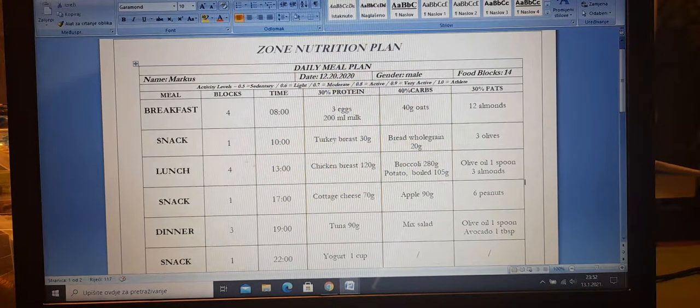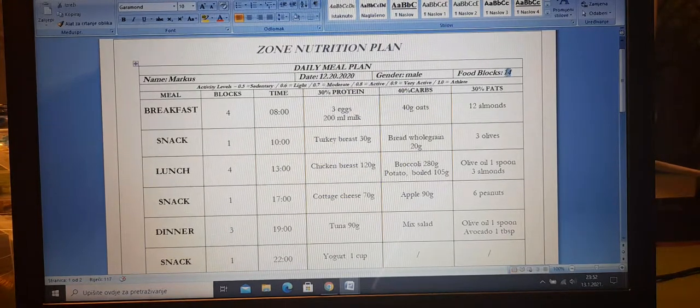So here I have one example of one of my clients, Marcus. Here I have a daily meal plan, and here you can see he needs 14 blocks per day. Of course, these blocks are different for everybody. Somebody has more, somebody less. This is specially calculated with your information about your measurements, your height, weight, everything I put together, and then I calculate how many blocks each of you needs.